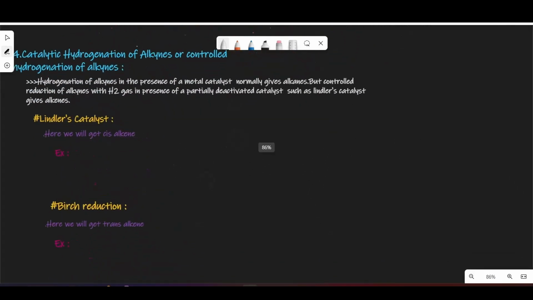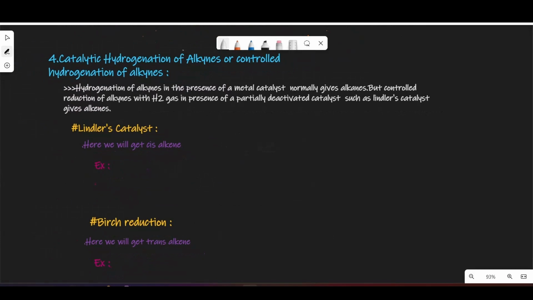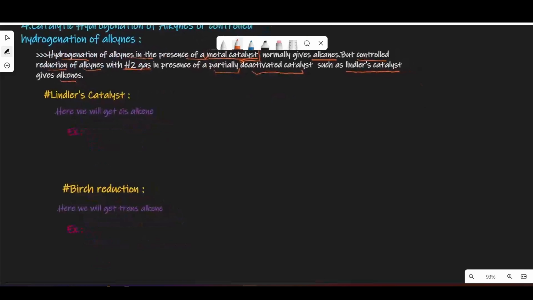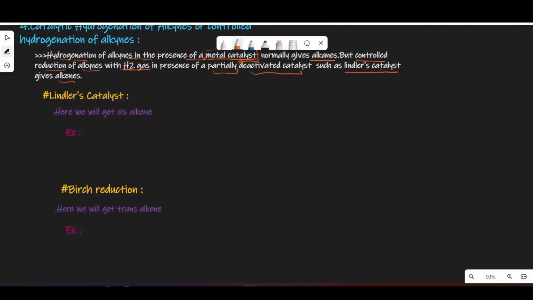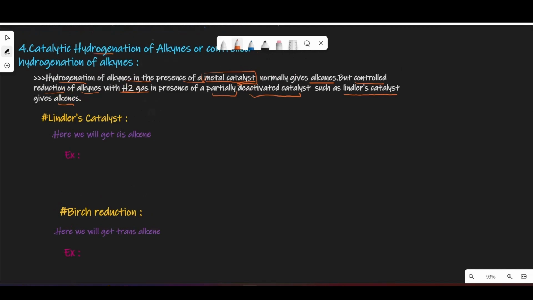Let's discuss another preparation reaction, that is catalytic hydrogenation of alkynes, or controlled hydrogenation of alkynes. Hydrogenation of alkynes in the presence of a metal catalyst normally gives alkanes, but controlled reduction of alkynes with H2 gas in the presence of partially deactivated catalysts such as Lindlar's catalyst gives alkenes. So let's see what Lindlar's catalyst is. Here in this catalytic hydrogenation, we have two catalysts. One is Lindlar's and another one is Birch.